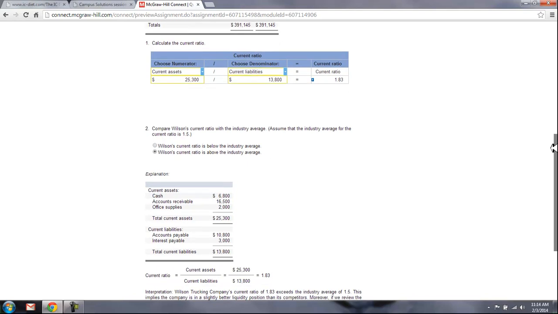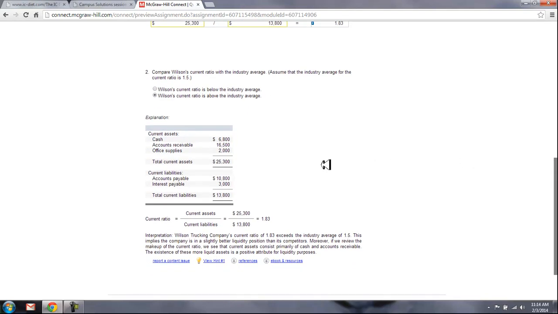And then here's our calculations one more time. The current assets, again, were made up of cash, accounts receivable, and office supplies to be 25.3. And the current liabilities were accounts payable and interest payable of 13.8. And then there's the ratio calculated one more time, 1.83.